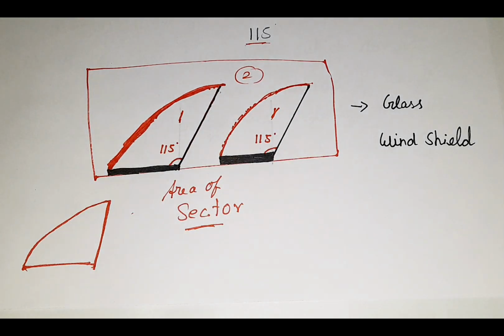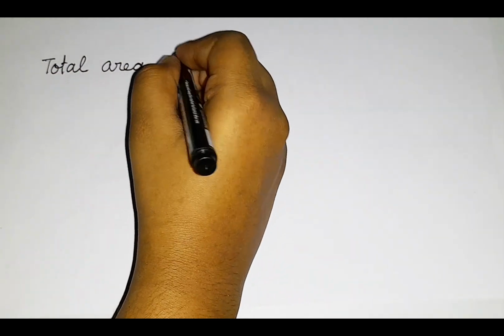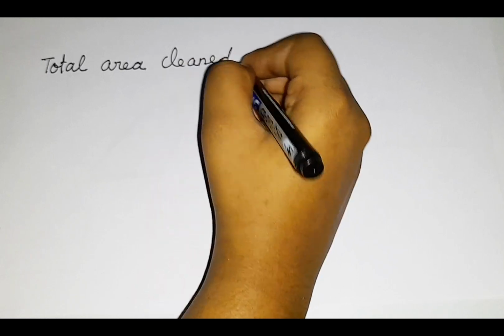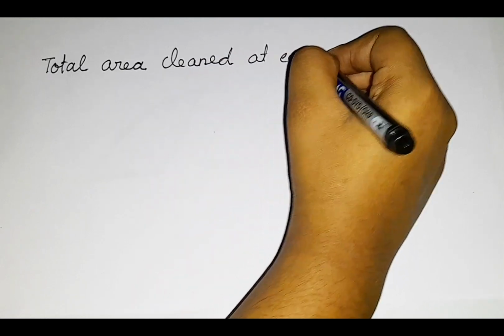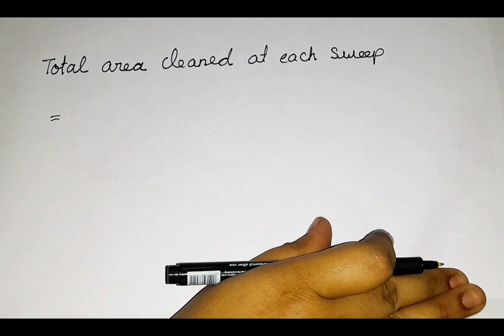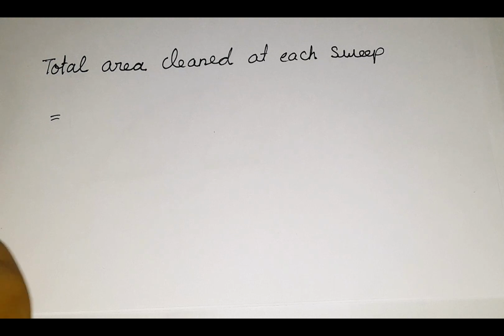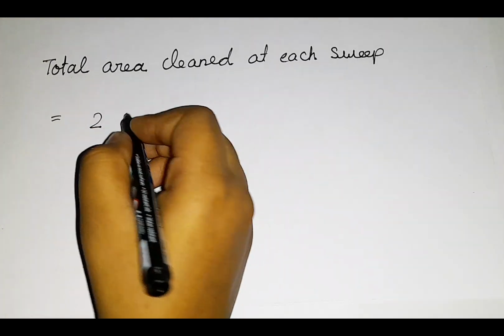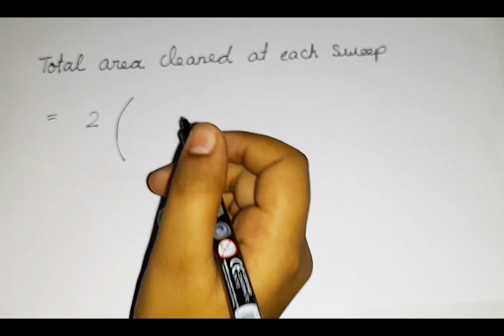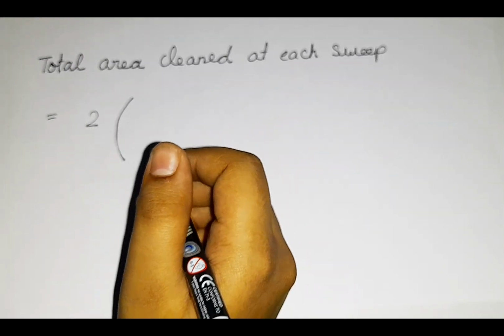Now we are going to apply the formula. Let us write total area cleaned at each sweep. Since we have 2 wipers, let us write 2 first, and then apply the formula. Since the wipers are in sector shape, they are in the form of a sector.